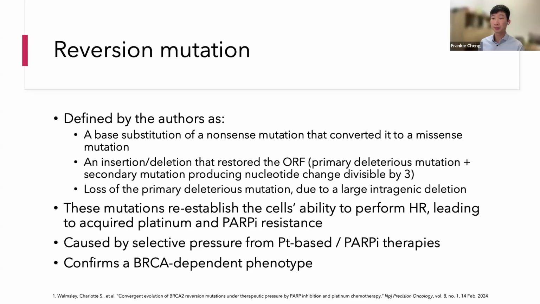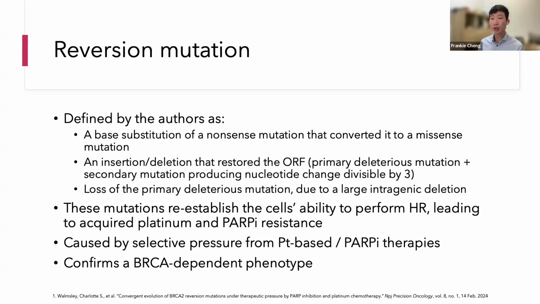Also, reversion mutation can also refer to loss of the primary deleterious mutation due to a large intergenic deletion. So this mutation reestablishes the cell's ability to perform homologous recombination because the primary deleterious mutation is reverted.